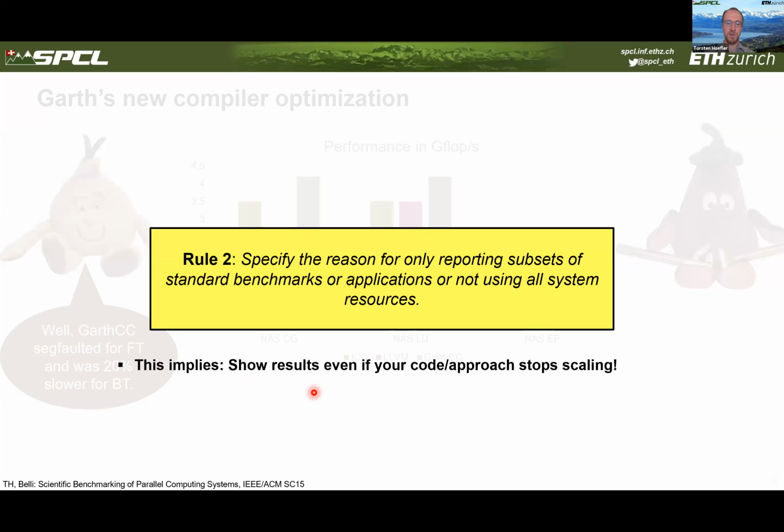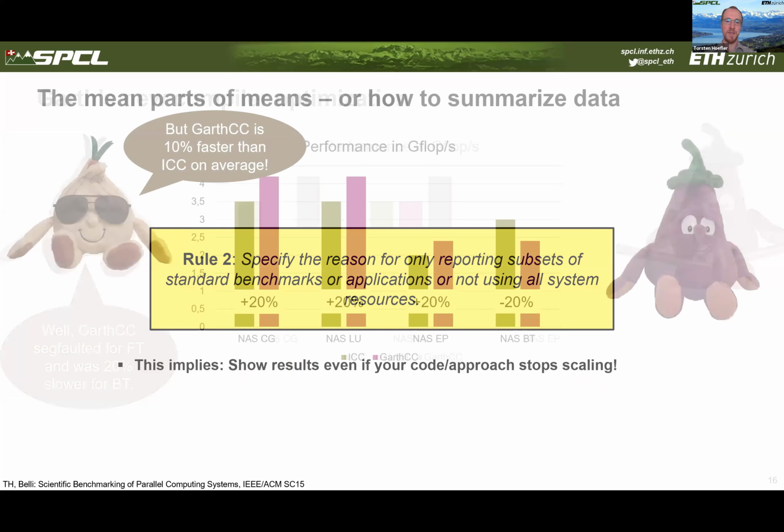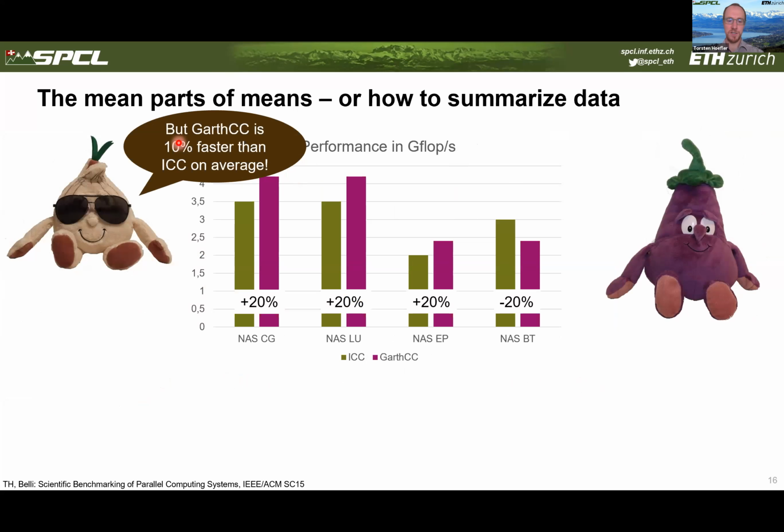So very important is that you show your results even if your code stops scaling. And this is a very, very important piece. So even if you have a machine that has 10,000 processors and your code stops scaling at 2,000, you should run experiments way beyond your scalability line to just demonstrate where it stops. Furthermore, now the interesting question is, well, okay, let's add the BT benchmark, and it's in fact 20% slower, as I mentioned before. Great, so we still have these 4 benchmarks.